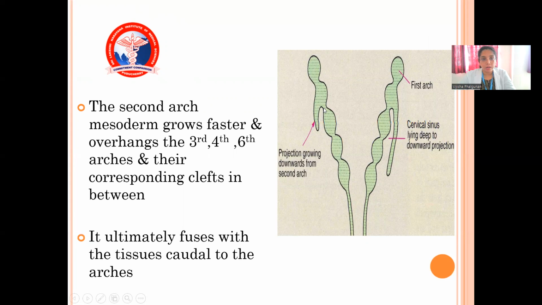Now, the second, third, and fourth clefts, what happens to them? The first cleft, you know what is happening: it is forming the external auditory meatus. The second arch mesoderm, the green colored one, will start growing faster. Due to its immediate growth, it overhangs the third, fourth, and sixth arches. So you have third, fourth, fifth, and sixth arches, and because of the mesodermal growth, it is going to overhang over the third, fourth, and sixth arches like this.